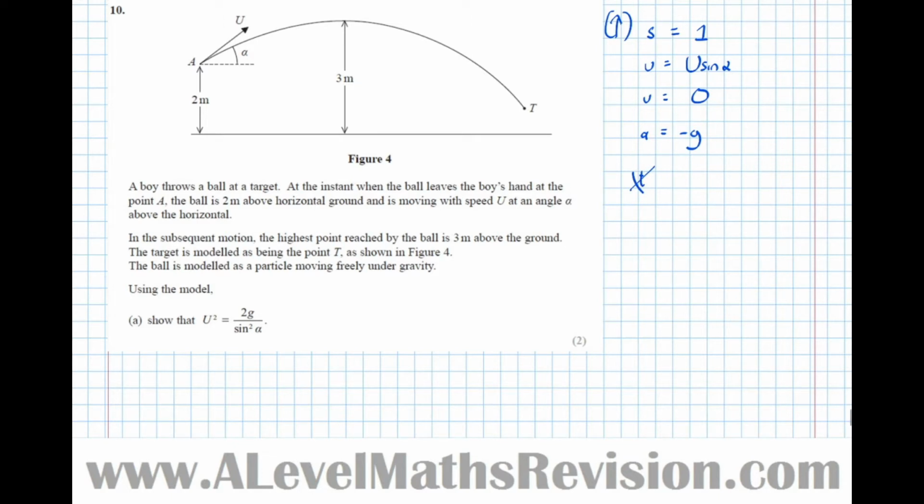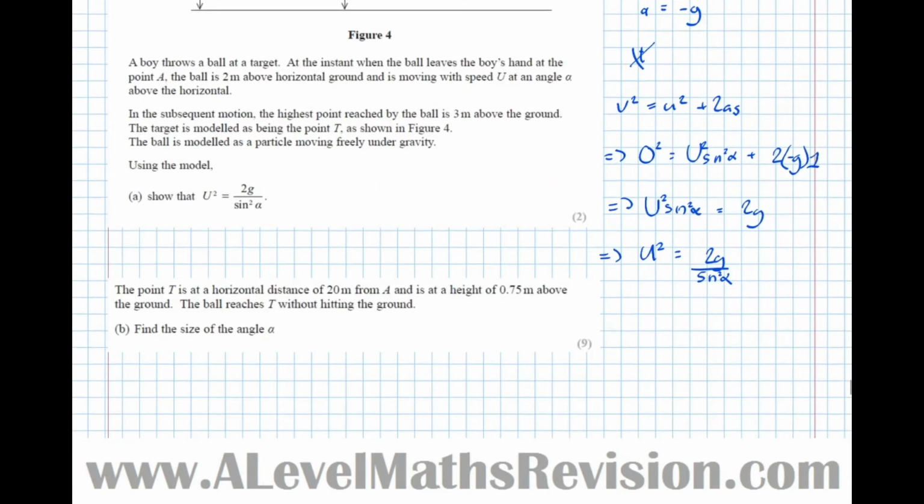So it said show that u squared equals that. So we use v squared equals u squared plus 2as. So writing that equation down, v squared equals u squared plus 2as, and then subbing in numbers, we've got 0 squared equals u squared sine squared alpha plus 2as, where we get u squared sine squared alpha equals 2g, which means that u squared equals 2g over sine squared alpha, which is what we were asked to show.